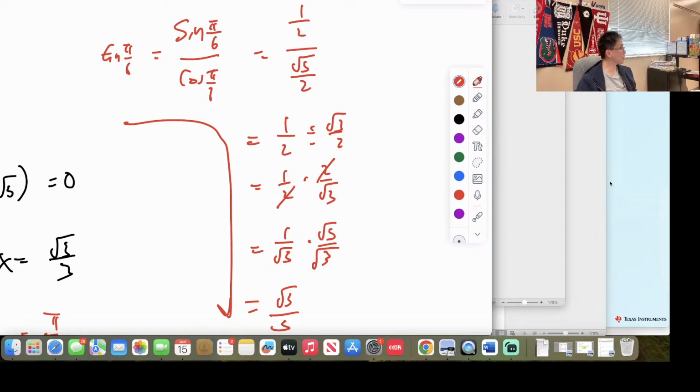I work out tangent of pi over 6 equal to sine of pi over 6 over cosine of pi over 6. That's equal to 1/2 divided by square root 3 over 2. And then 1/2 divided by square root 3 over 2 is equal to 1/2 times 2 over square root 3. I simplify the 2, so it'll be 1 over square root 3. Rationalize to get square root 3 over 3.